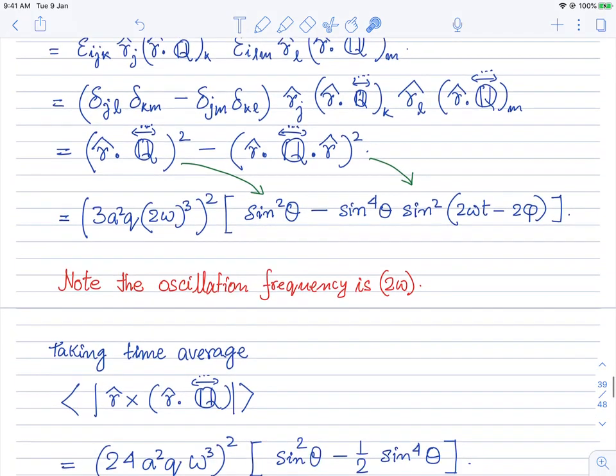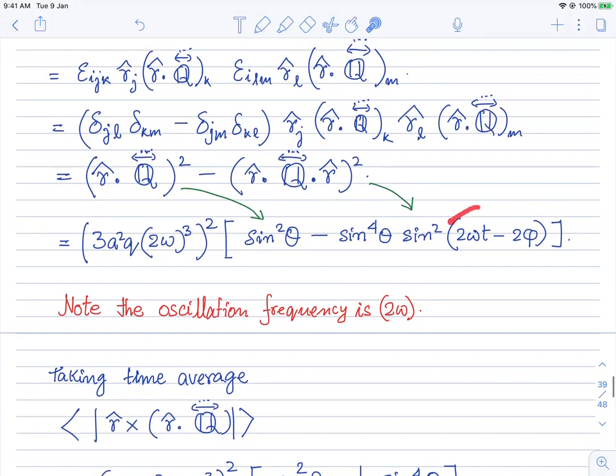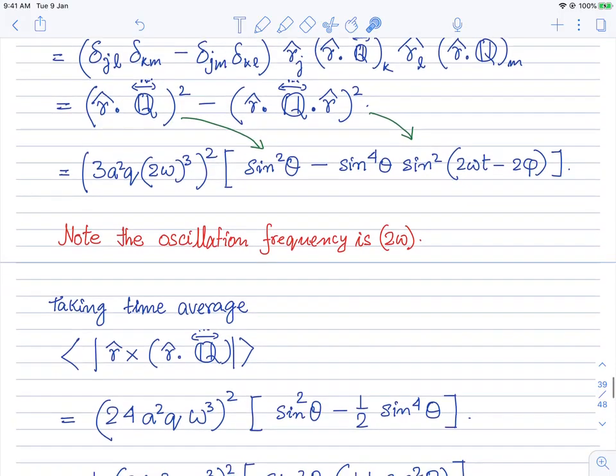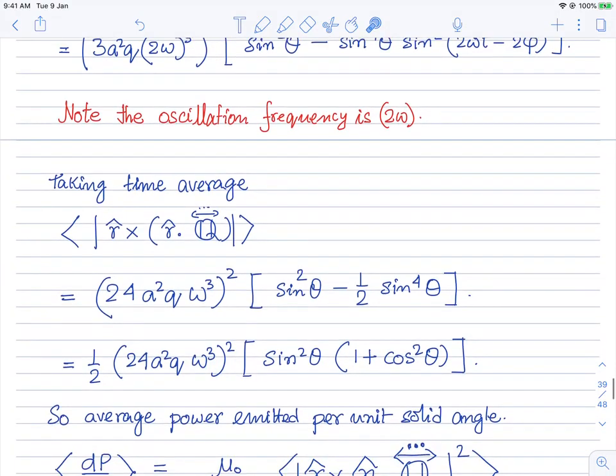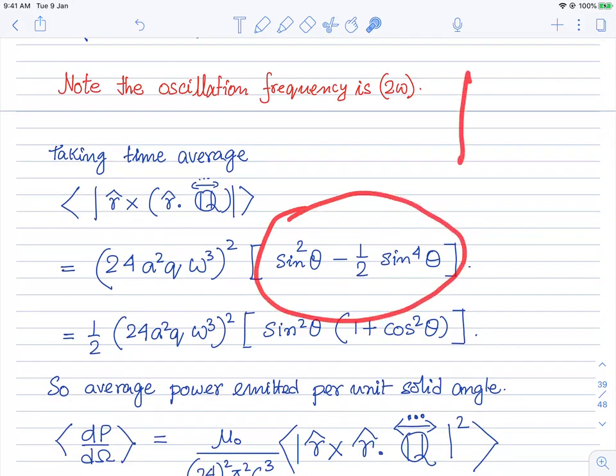Once you have this, there's something interesting to note. If you're moving it with angular frequency omega, then what appears in this harmonic term is basically 2 omega. It's just a consequence of the algebra, and this is quite interesting. Now if you take the time average of this quantity, then this is the angular dependence that you have. You can try to plot this angular dependence in a polar plot.